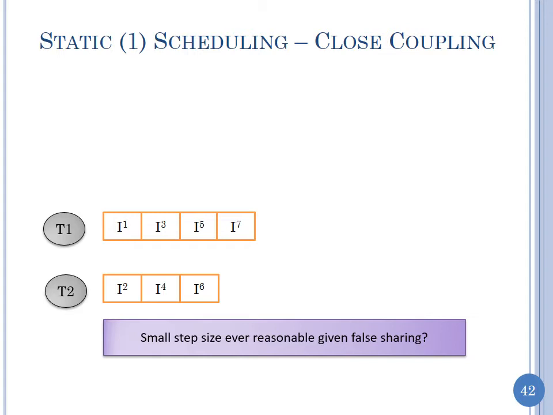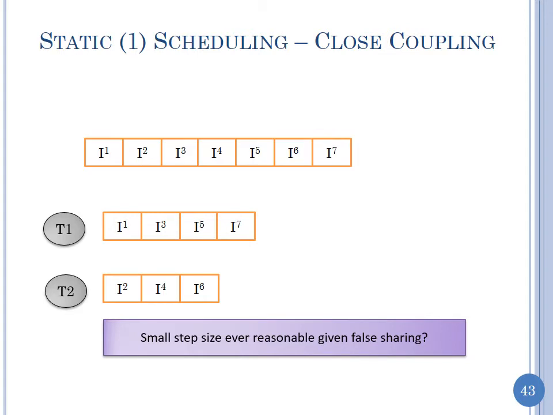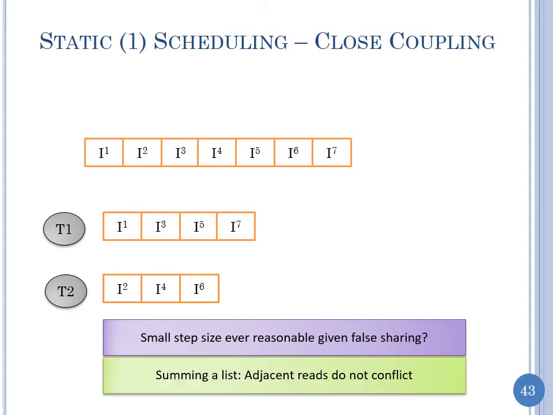I kind of answered this question already, but this is testing how deeply you heard what I said. So some kind of problem where a step size of 1 would be reasonable. If you're summing a list, then adjacent reads do not conflict. Many problems require us to just read the list, so a step size of 1 is fine in that case.